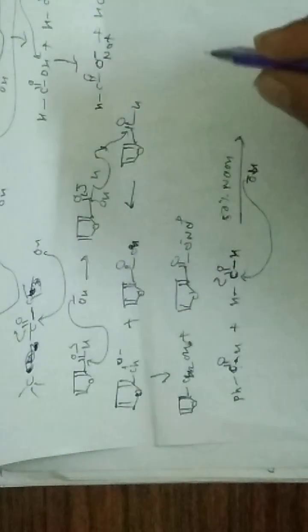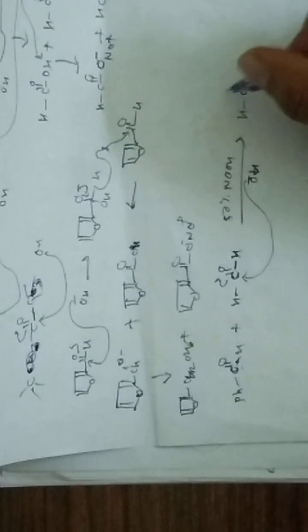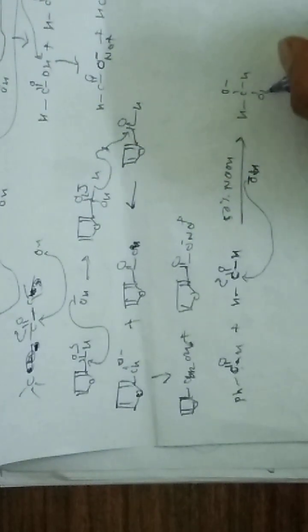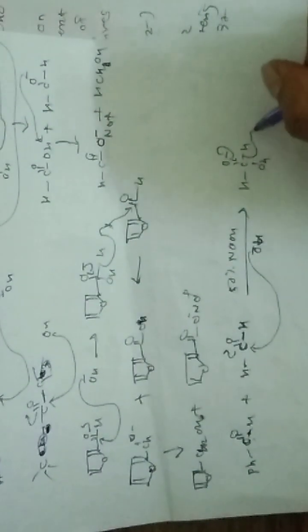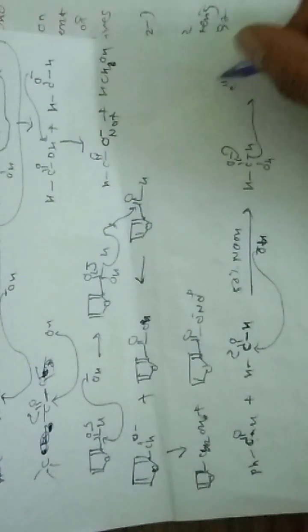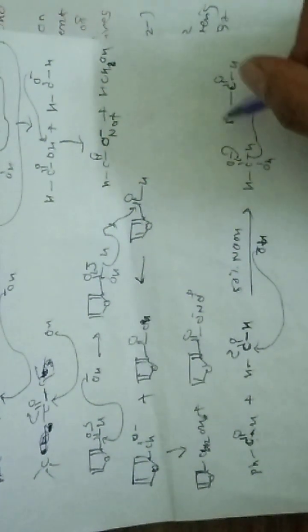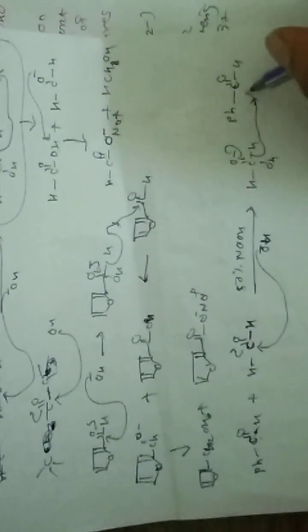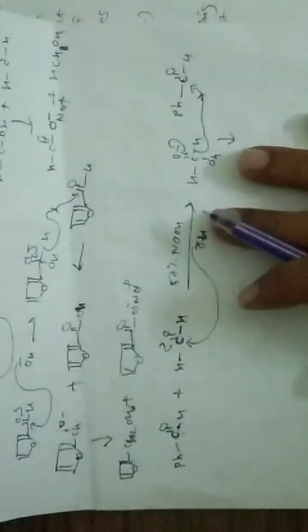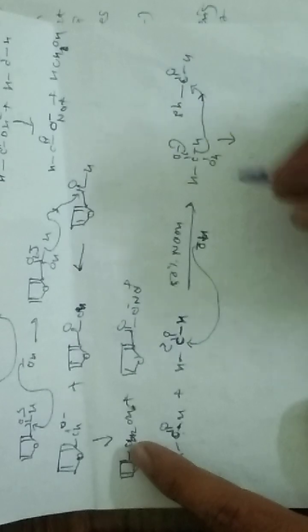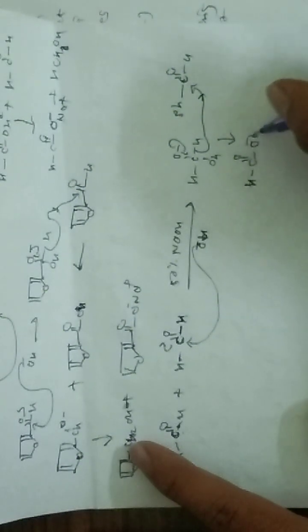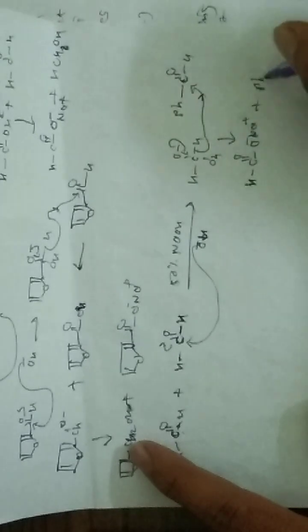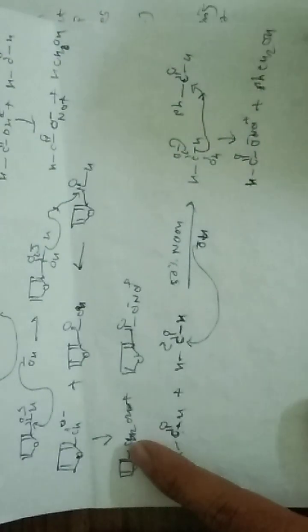This bond will open, giving O minus, H and OH. This will come back, and the hydride ion attacks the carbonyl carbon of benzaldehyde. So what will form? I am directly writing the product: HCOO minus Na plus plus benzyl alcohol.